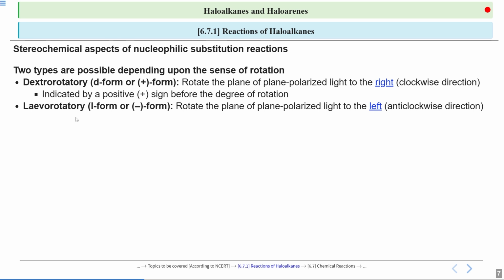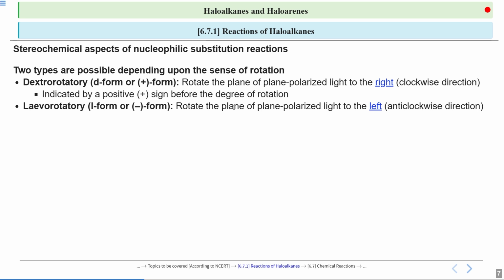The second type is levorotatory, on the basis of sense of rotation. Because dextrorotatory compounds rotate the plane to the right, that means the clockwise direction, the levorotatory should be the opposite of it. So levorotatory, which you can also call the L form, or you can put a negative sign before the degree of rotation for its representation.